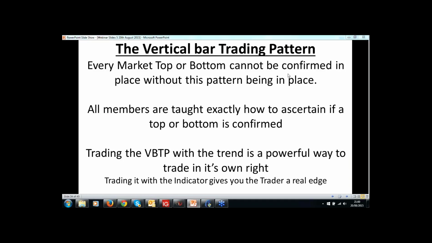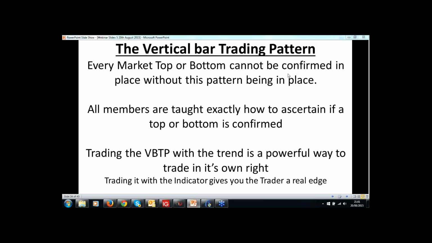Now, the vertical bar trading pattern, every time we're getting on here, it's 9 o'clock, and I apologize for keeping you back. We'll try and wrap this up pretty quickly, but it is important. Every market top or bottom cannot be confirmed in place without this pattern being in place. All members are taught exactly how to ascertain if a top or bottom is confirmed. We have a unique way of confirming whether a vertical bar trading pattern top or bottom is in place. And that's what makes us stand out from the crowd, if you don't mind me saying that. We have a unique way that determines that on a real-time basis.